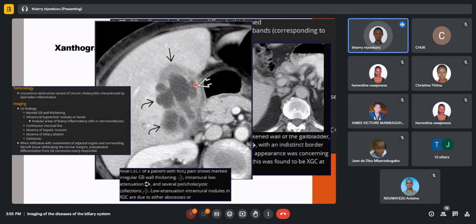Also, we can visualize on this axial CT scan this gallbladder wall thickening, and you can see this pericholecystic collection, and you can see these intramural nodules, which are hypoechoic. These intramural nodules are the ones which will lead to abscess formation in a complicated xanthogranulomatous cholecystitis.